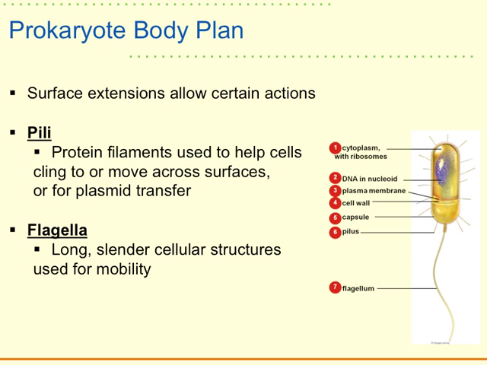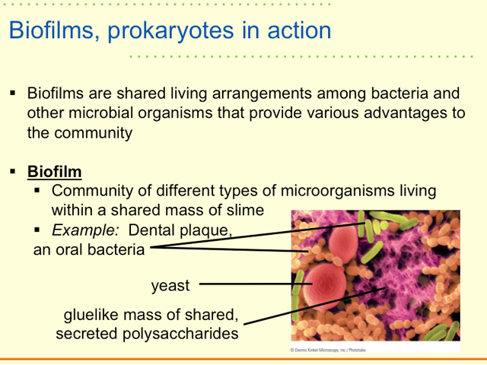You also have surface extensions. They allow certain types of actions. So you can have pili. We talked about those. There's a way to invade another cell or to grab on. They help cells to cling or to move across surfaces. You also have flagella. This is an example of a flagellum, a single, long, slender cellular structure that's used for mobility. You can imagine kind of thinking of a fishtail. We'll talk even more detail about that later.